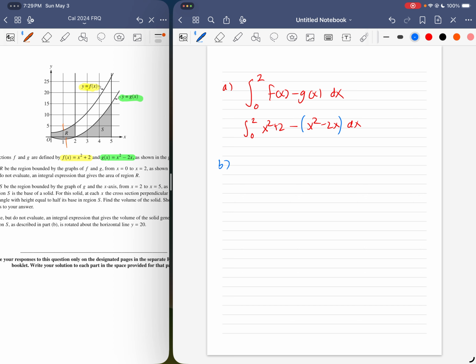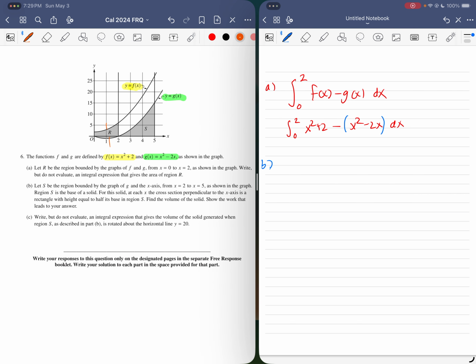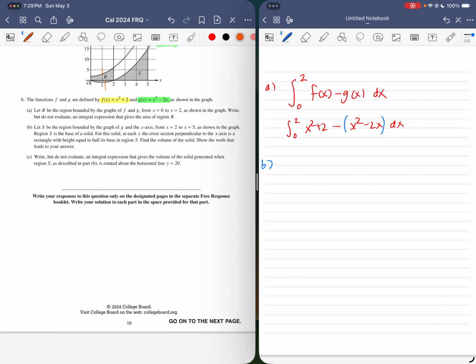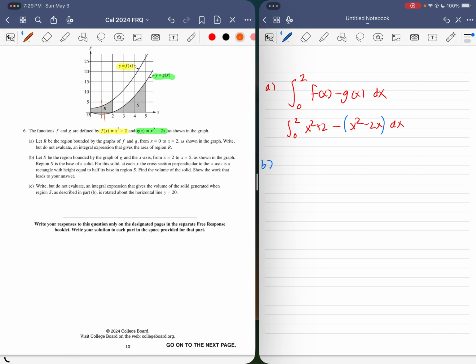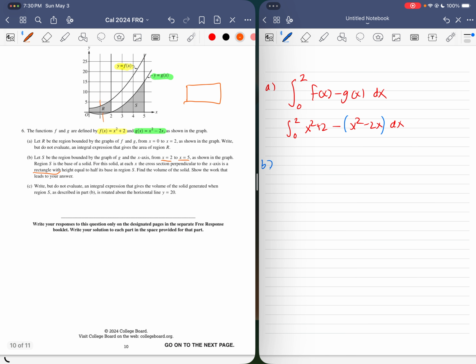All right, so let's do B. Let S be the region bounded by the curves. Oh, so now we're going to do from 2 to 5, as shown in the graph. Region S is, oh, now it's going to be a solid. For the solid, each cross section perpendicular to the x-axis is a rectangle. Okay, so I'm going to draw the rectangle with a height equal to half of its base. So if this is x, this one is 1/2 x.